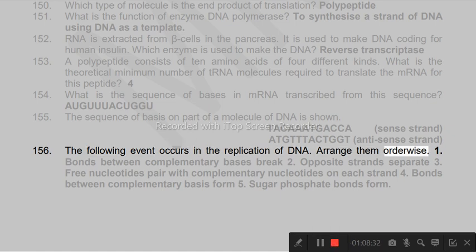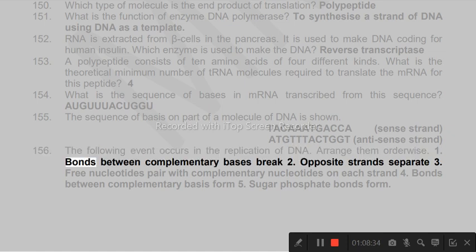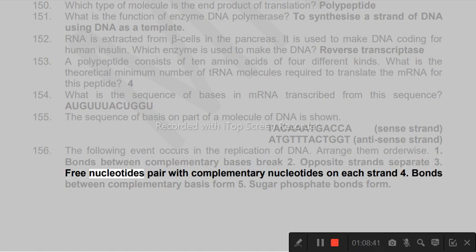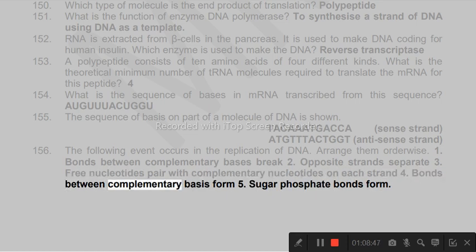156. The following events occur in the replication of DNA. Arrange them in order. 1. Bonds between complementary bases break. 2. Opposite strands separate. 3. Free nucleotides pair with complementary nucleotides on each strand. 4. Bonds between complementary bases form. 5. Sugar phosphate bonds form.